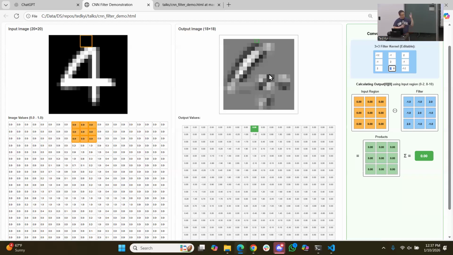So if you don't have a good intuition on how convolutions work, hopefully you can play around with this, and this little demo will give you a solid understanding.